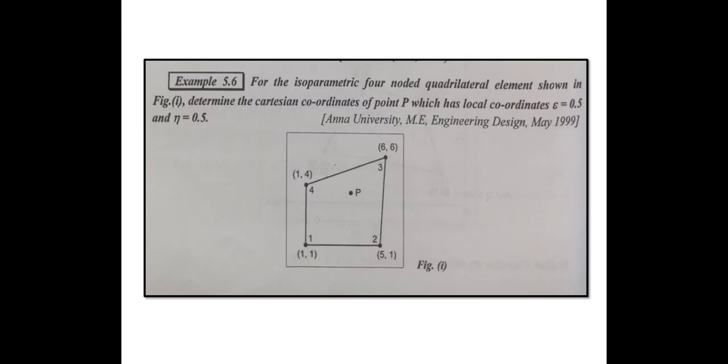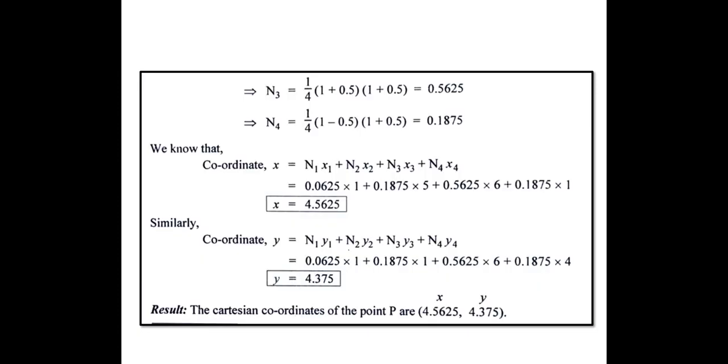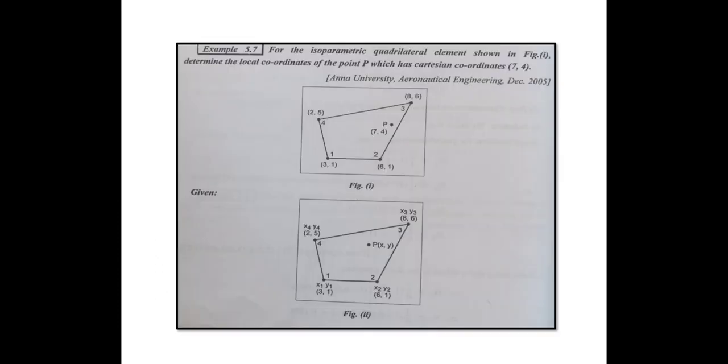Next is an isoparametric element, a 4-noded quadrilateral element as shown in the figure. Determine the Cartesian coordinate. A similar sum we have already discussed. First you write the coordinates x1, x2, x3, x4 as well as y1, y2, y3 and y4. Here is the formula for N1, N2, N3. You can find the values of N1, N2, N3, N4. You can substitute, you get the Cartesian point.